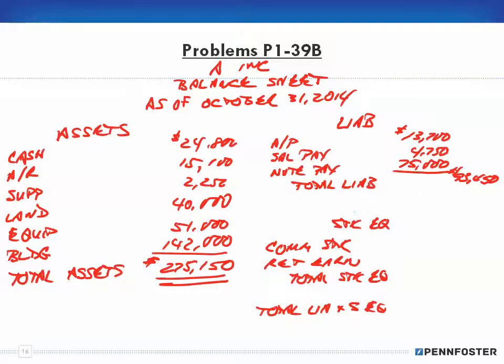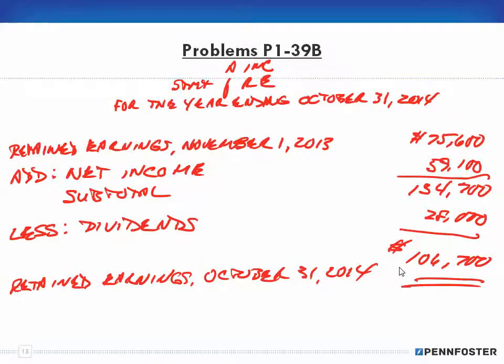Right? Now, I did the math in the left-hand column and put the summation in the right-hand column. And that's my total liability. I'm going to do the same thing down here with my common stock. I'm going to write 75,000 for my common stock, and my retained earnings is 106,700, which I got from my statement of retained earnings, right there.